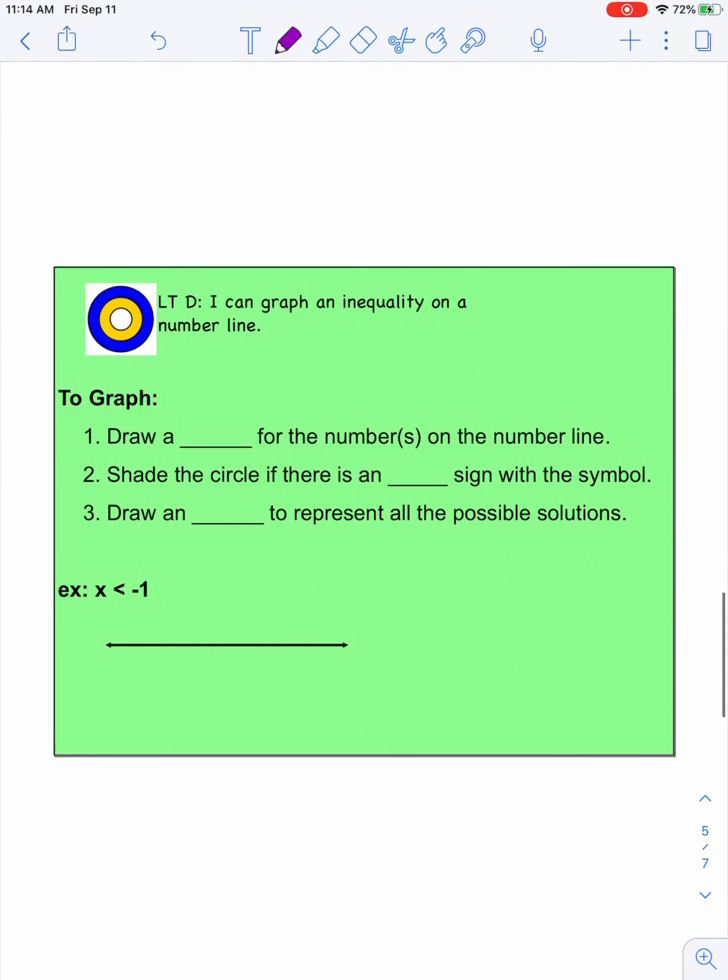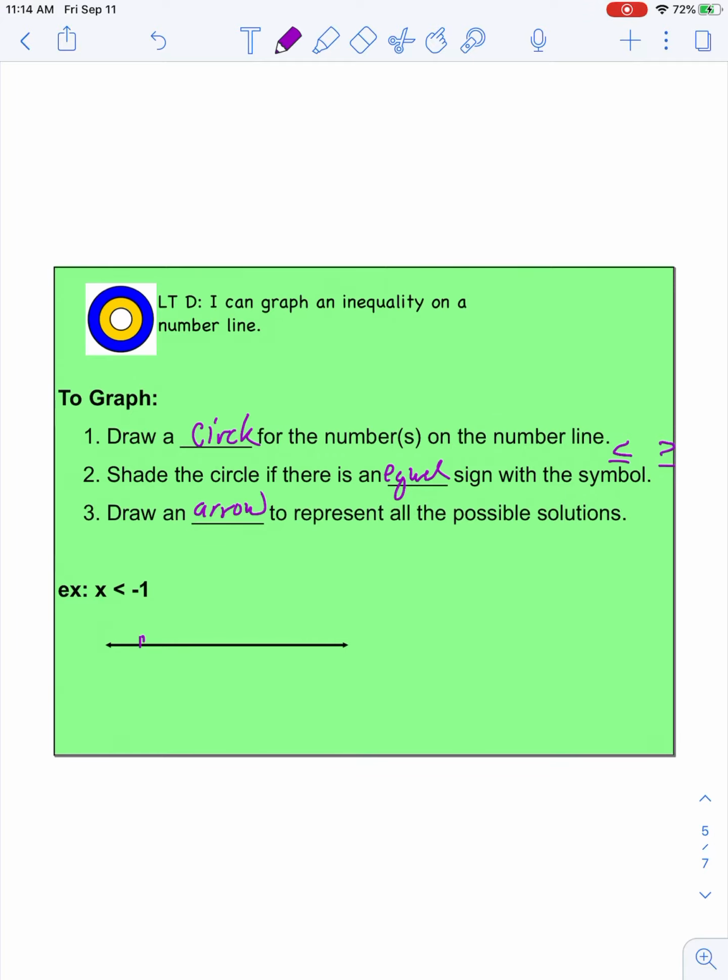So let's work on graphing them. How do we graph them? Well, again, just like I modeled, to graph, we're going to draw a circle for the number or numbers on the number line. I'm going to shade the circle if there is an equal sign with the symbol. So that means it's either less than or equal to or greater than or equal to. Then I'm going to draw an arrow to represent all the possible solutions.